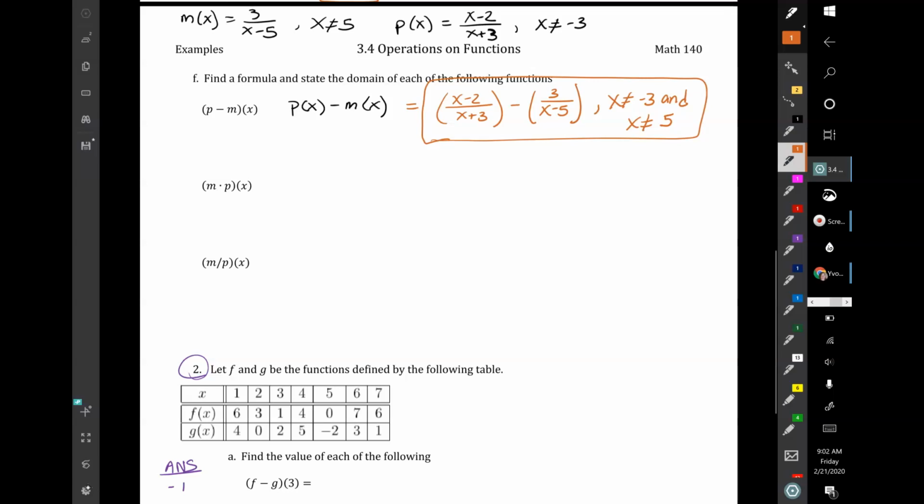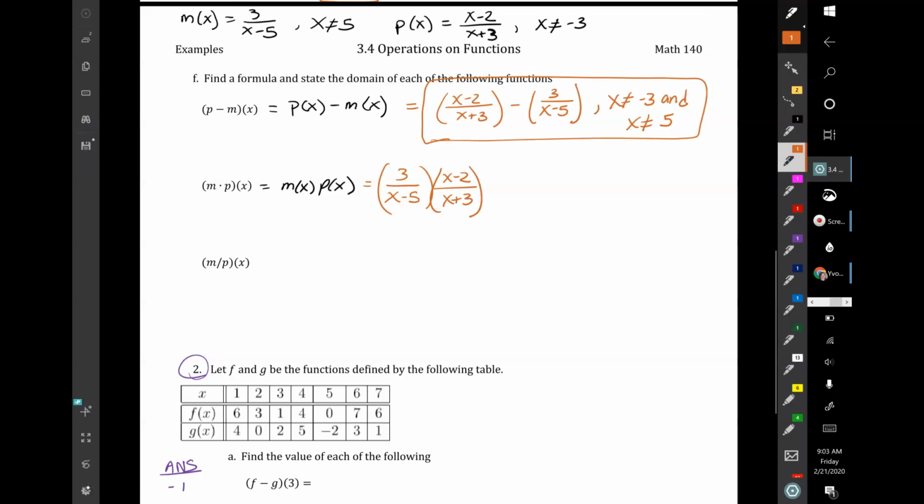If you were asked to simplify and subtract this expression, that's something we can review in class together. I think that just gets a little messy here. M times P of X would be the same as M of X times P of X. And again, we can just write those next to each other: 3 over X minus 5 times X minus 2 over X plus 3.